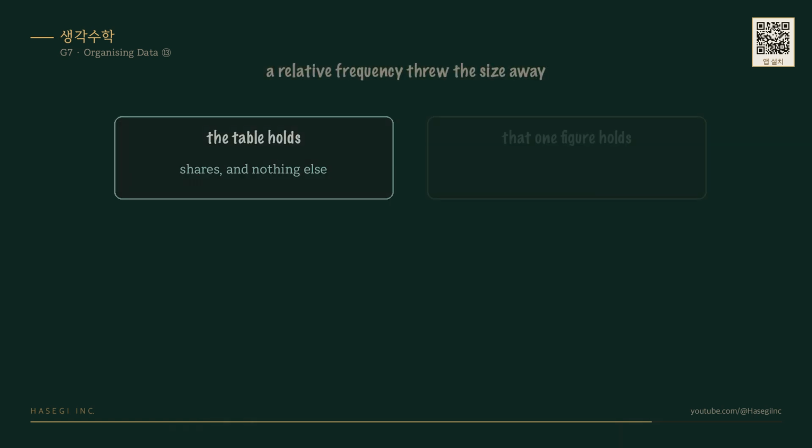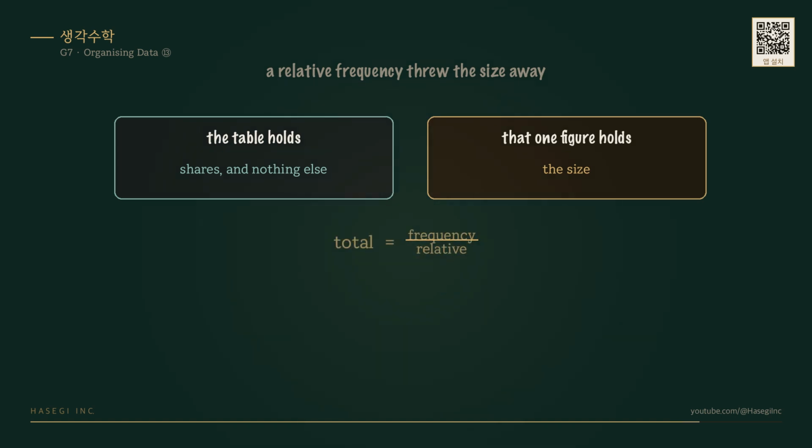So a relative frequency is a share, which means the size was thrown away. Hand back any one number that carries the size, and a single multiplication brings the whole table back to life.